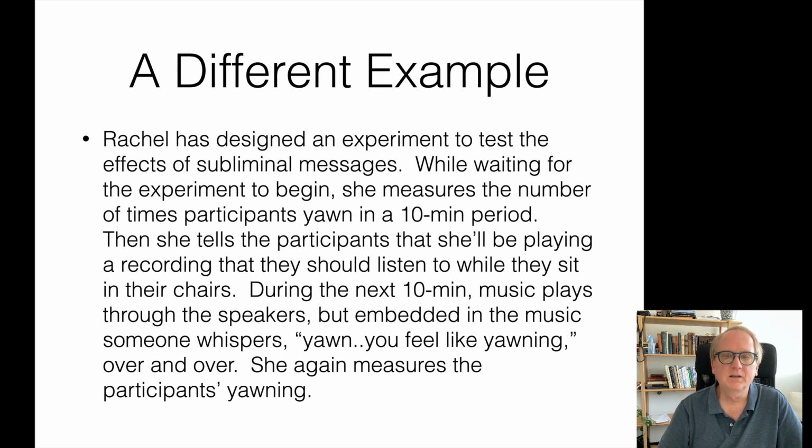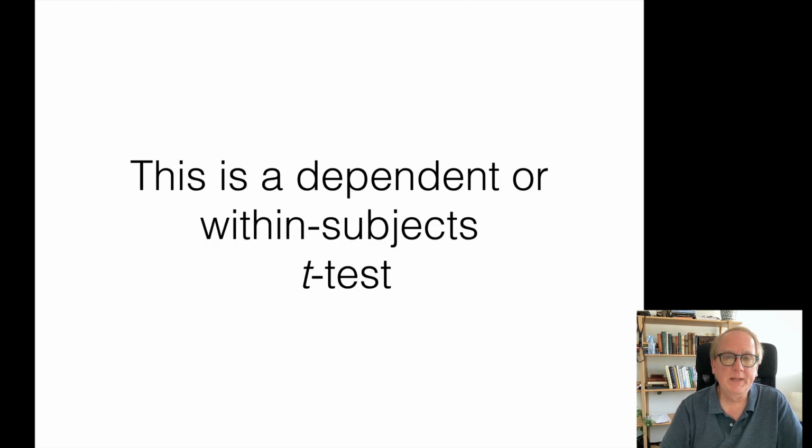So what you can see here is we really have 2 times that the participant is measured. One time while they're sitting there waiting for the experiment to begin, we record the number of times that the participant yawns. And then during the next 10 minutes, when the music is playing through the speakers, and there's someone saying subliminally, "Yawn, you feel like yawning," we're also measuring the number of times that they yawn. So we got 2 10-minute periods for each participant. This kind of analysis is different from what we had before. This is called a dependent or a within subjects t-test.